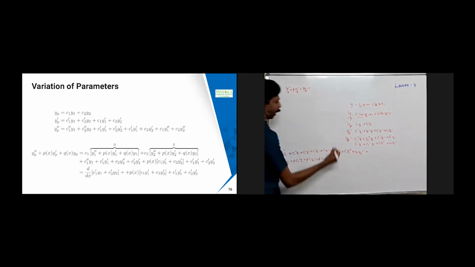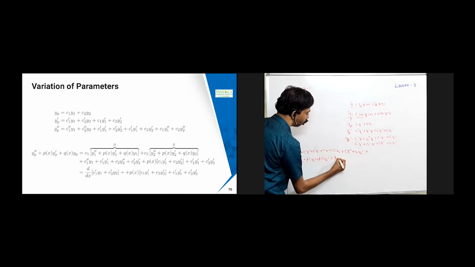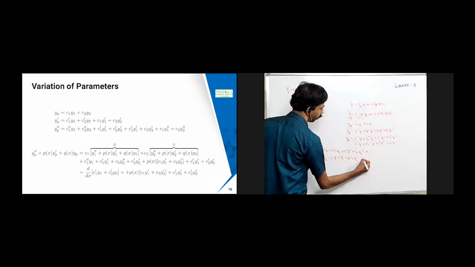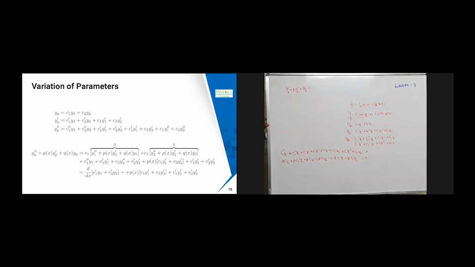Then I've got to multiply by q, so this is going to become q into c1' y1 plus q into c2 y2. No dash here: c1 y1, c2 y2. This is equal to r. On the right hand side I have r.